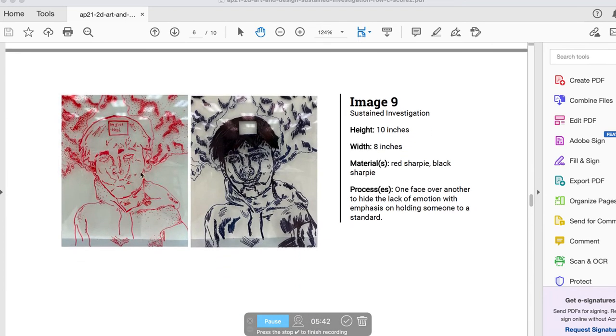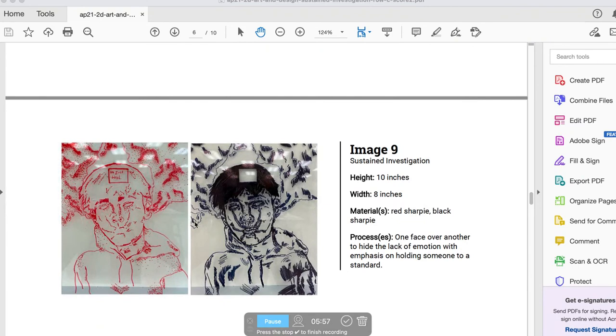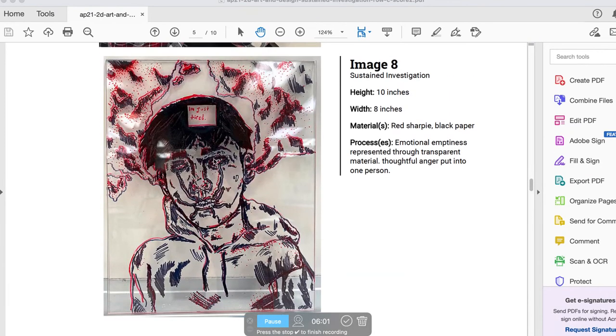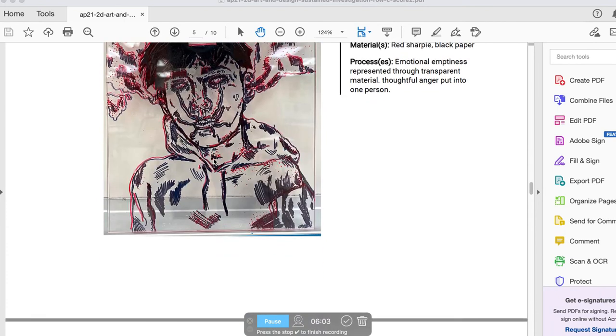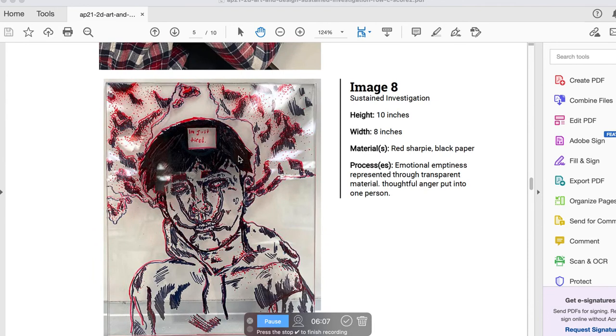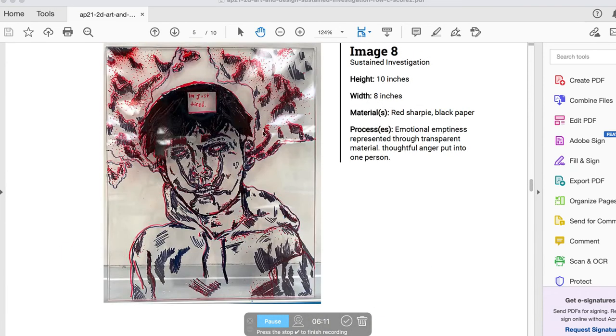So here we're seeing some more transparencies, red and black Sharpie. Process: one face over another to hide the lack of emotion, with emphasis on holding someone to a standard. So what they're showing us is actually a process image. These two were put together to form this. I always recommend when you're doing process images that you put the process before the finish, so you're telling that story of, I was doing this, and then I did this.